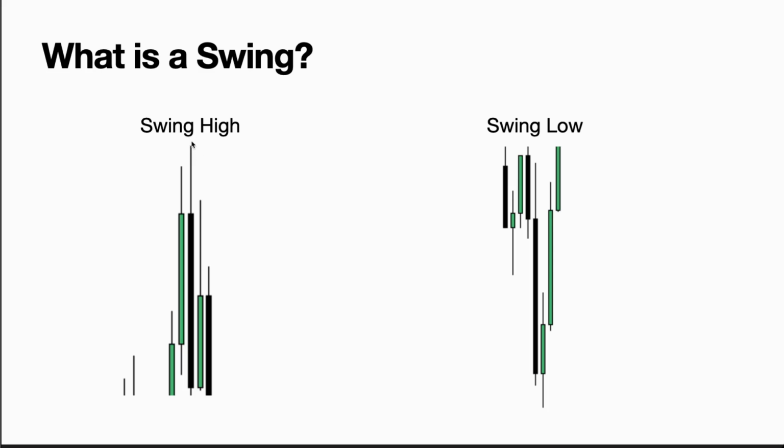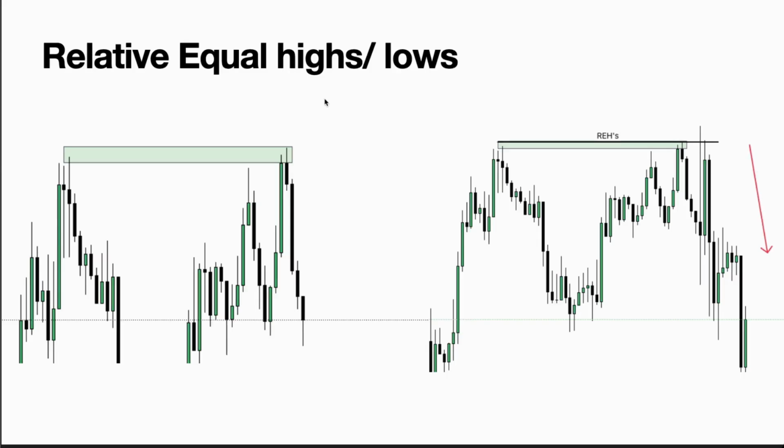So price will seek the liquidity above these swing highs or swing lows, and then will move away. So the swing high is our BSL or buy side liquidity, and the swing low is our SSL or sell side liquidity. The next form of liquidity we're going to jump into is relative equal highs and relative equal lows.